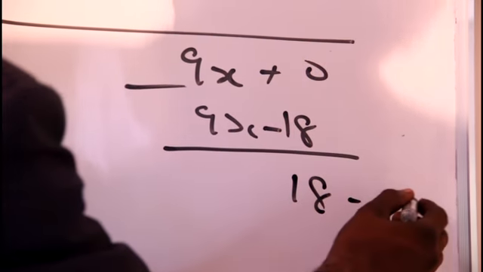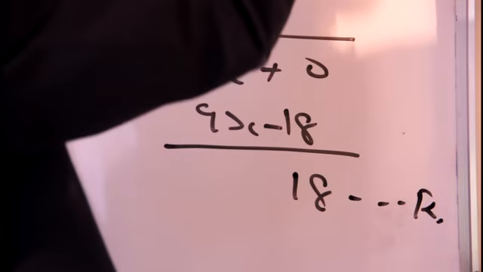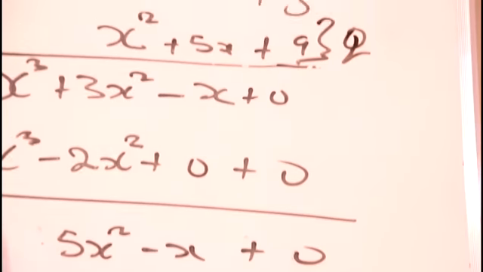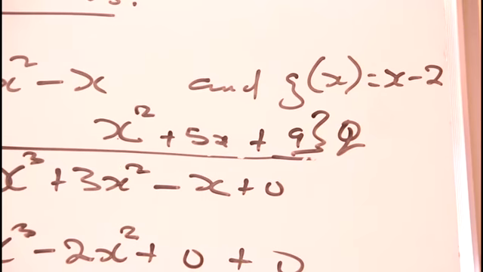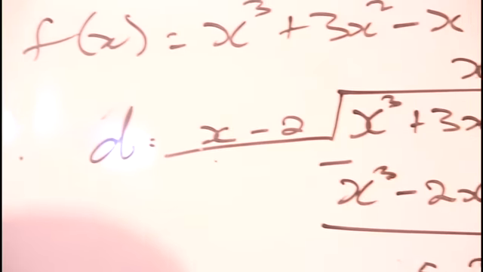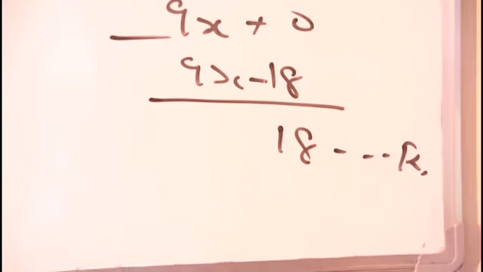So this is the remainder. This is our quotient, Q. This is our divisor. Let me use small letter d for divisor. And this is our dividend. That's done perfectly.